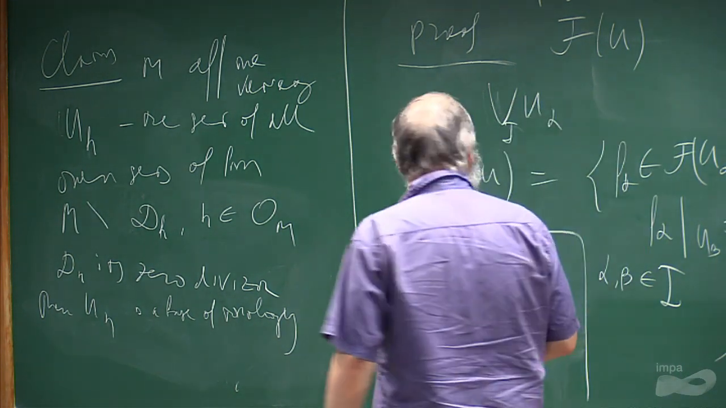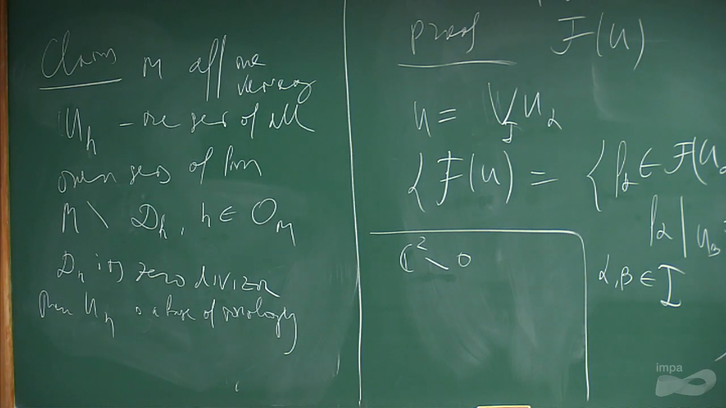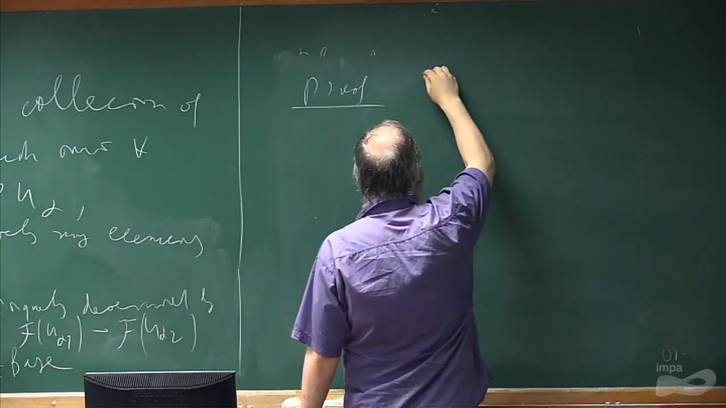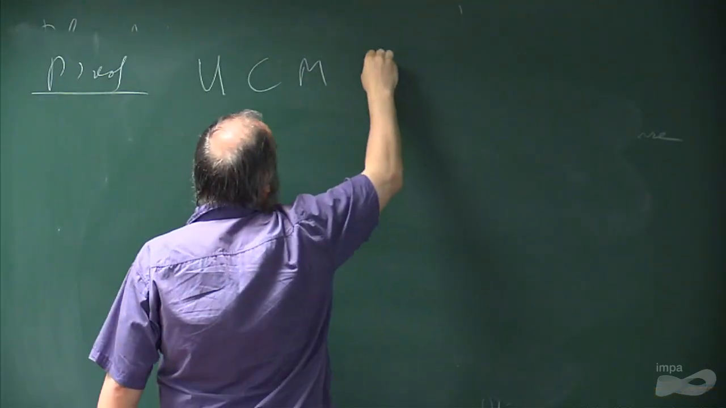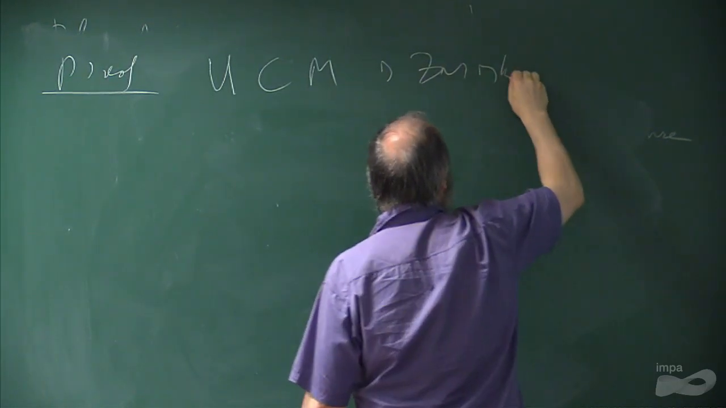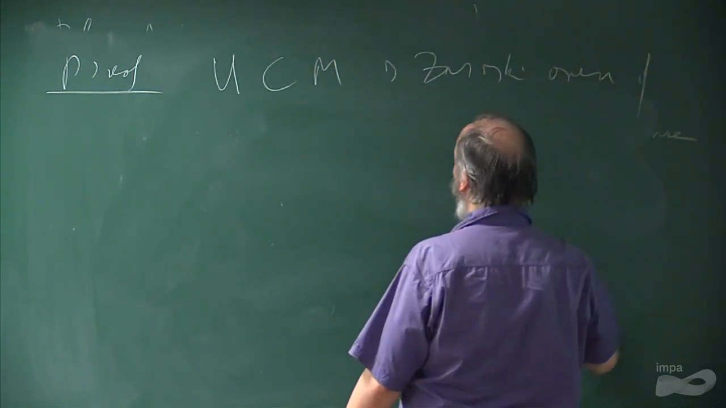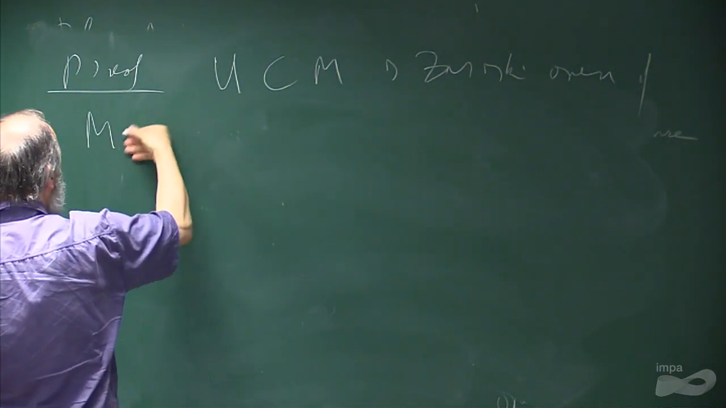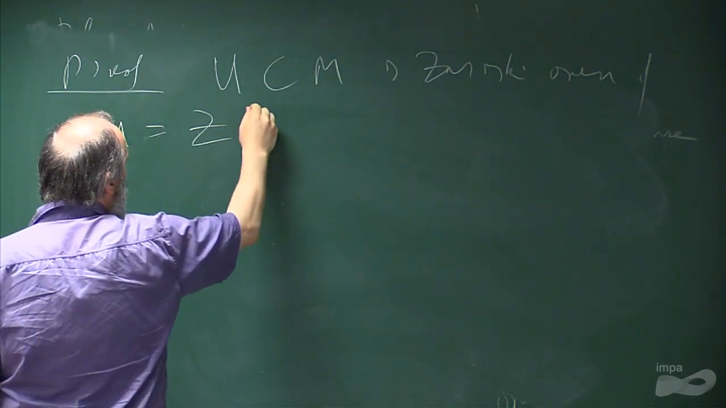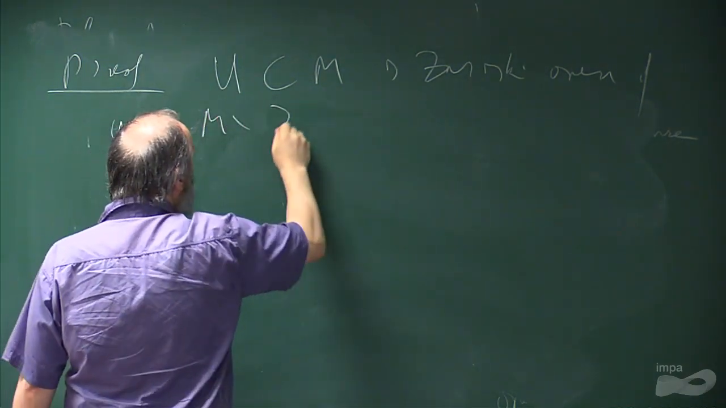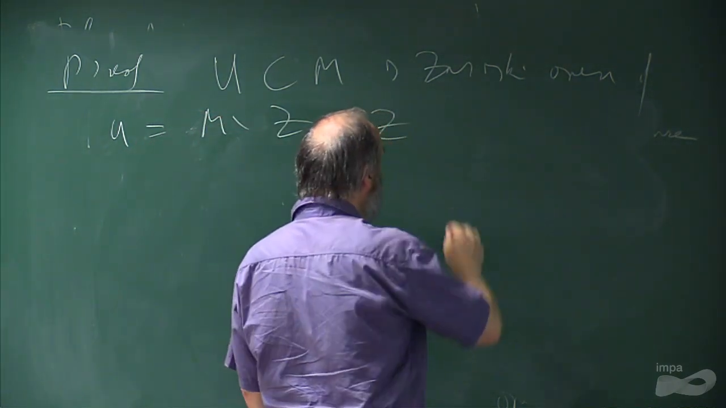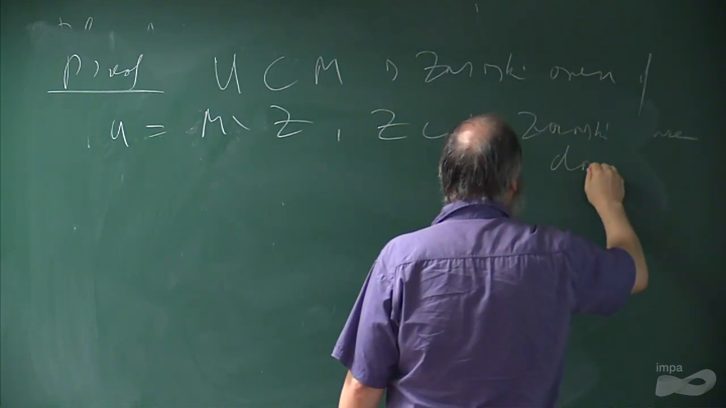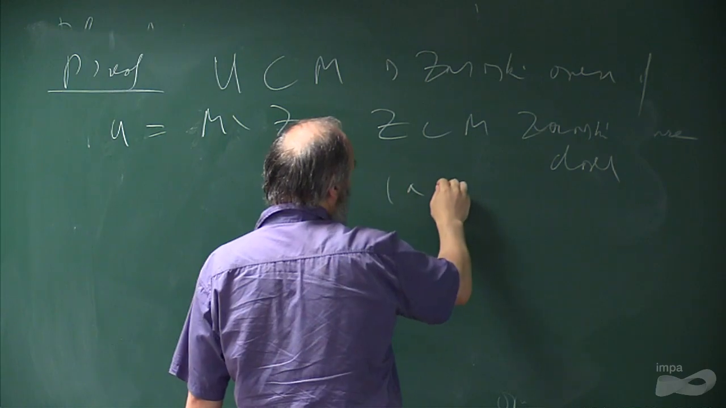Okay, now let's prove it. What is an open set in Zariski topology? U in M is Zariski open if U is M without Z, where Z is Zariski closed, that is, a subvariety.